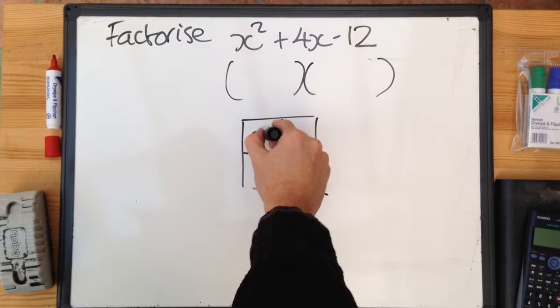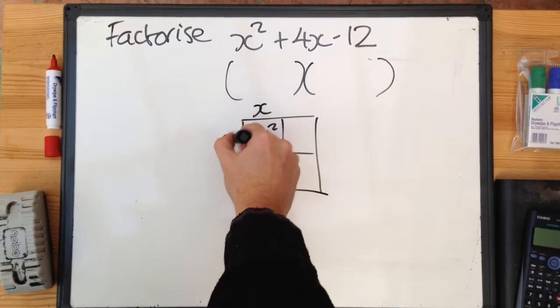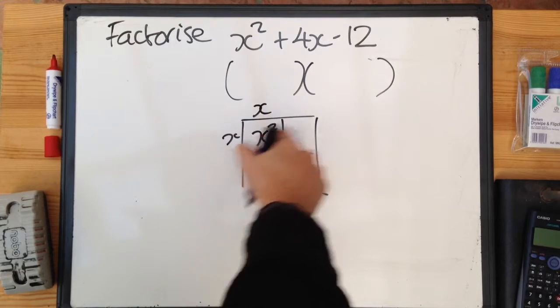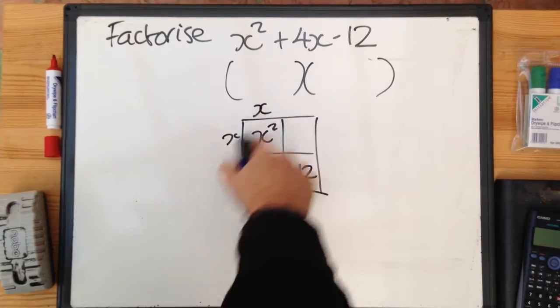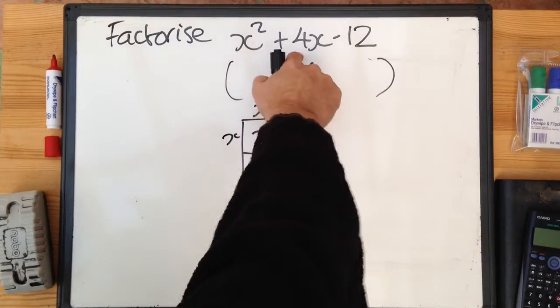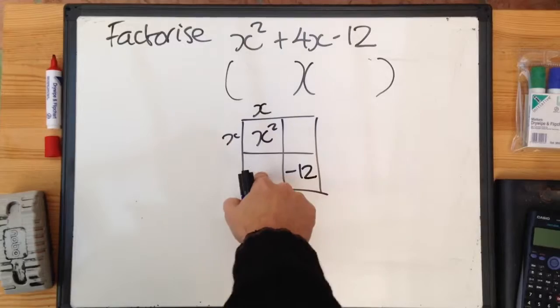x squared came from multiplying these two terms together. X times x gave us the x squared. The minus 12 went in that box, and that came from multiplying these two numbers together. And the 4x came from collecting the terms here in x.